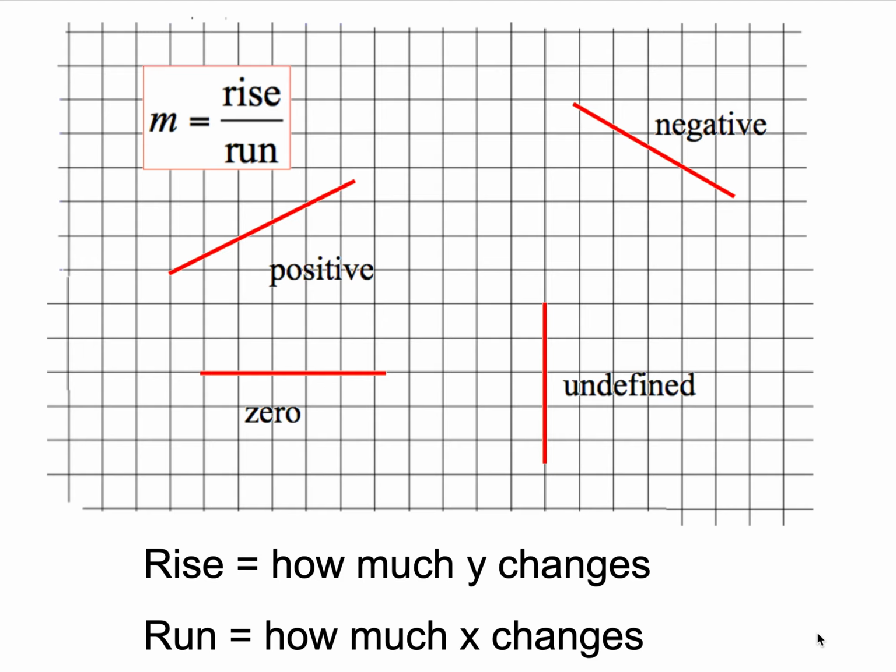So slope is rise over run. Rise is how much y changes, that's the up and down. Run is how much x changes, that's the left and right. And you can have negative slopes, they'll go down instead of up.